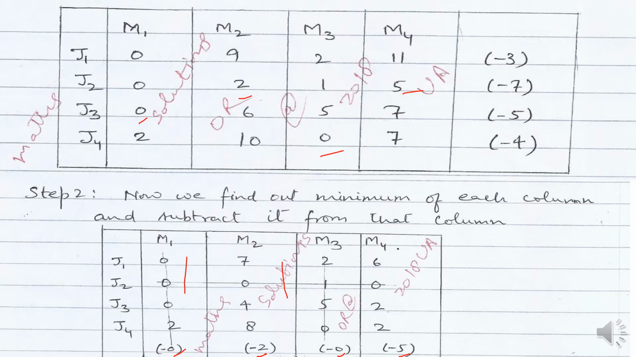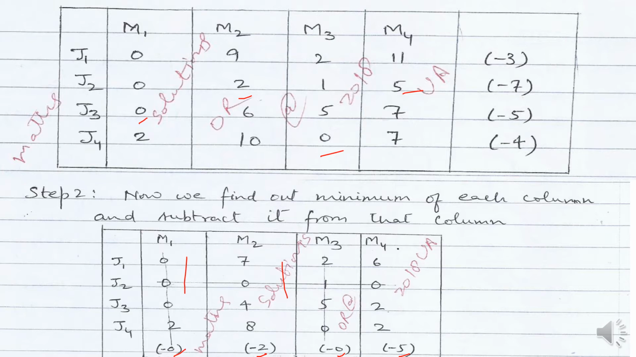Once we see this new table, we try to assign the jobs to the machines, and if we get a feasible solution we will stop here, otherwise we have to do some further calculation. So let's check, do we get a feasible solution? We try to assign the jobs to machines.